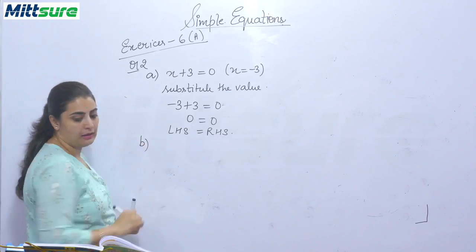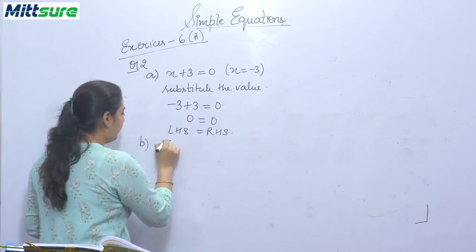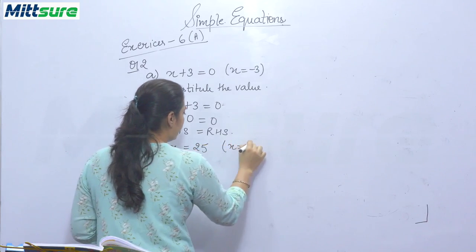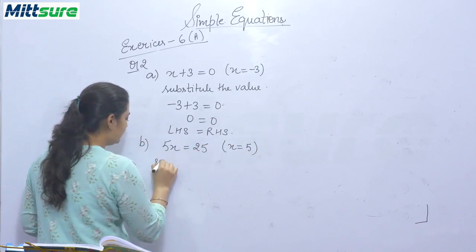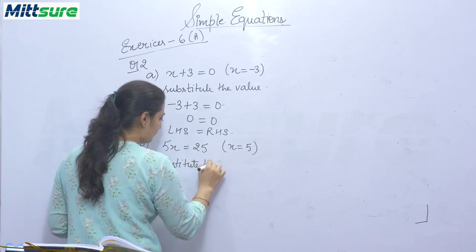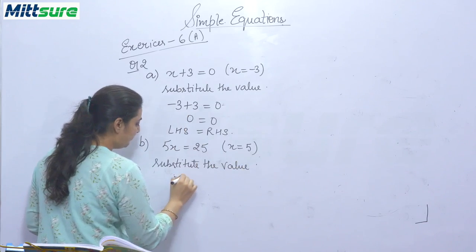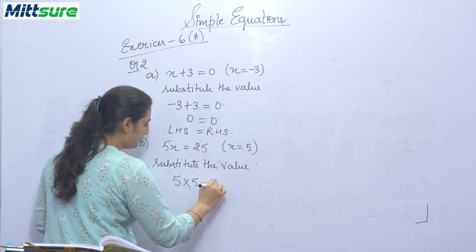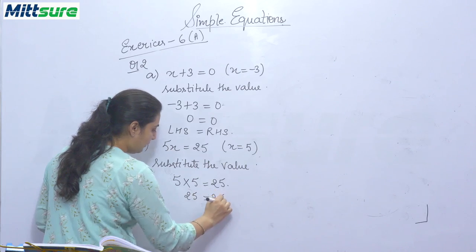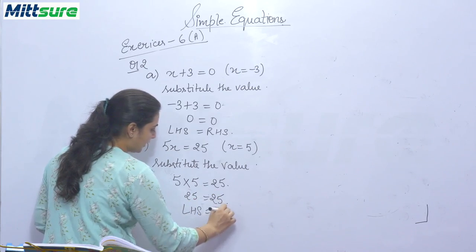Now B. B is 5x equals 25. x is equal to 5. Substitute the value. Then 5 into 5 equals 25. 25 equals 25. That is, left hand side equals right hand side.